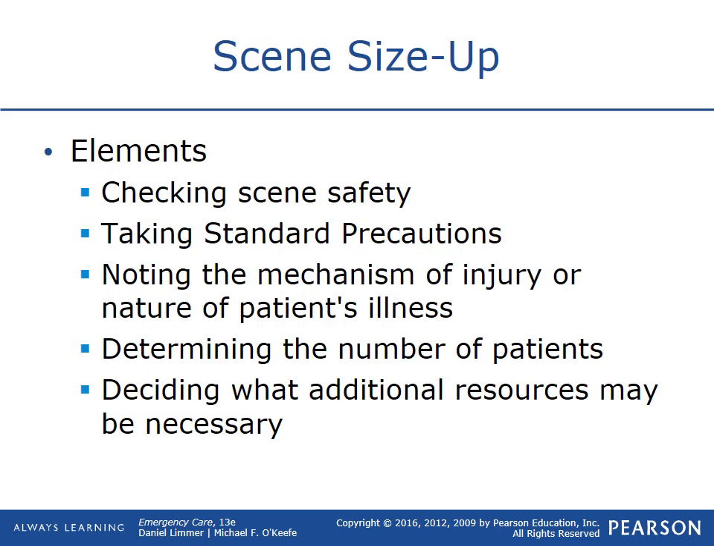So here are the elements, the components of the scene size up. First of all, you need to check for scene safety. Then you need to take standard precautions, including putting on personal protective equipment. Note the mechanism of injury or the nature of illness. Determine the number of patients, and then decide if you need additional resources or not. So 5 things that you need to do when you do a scene size up.